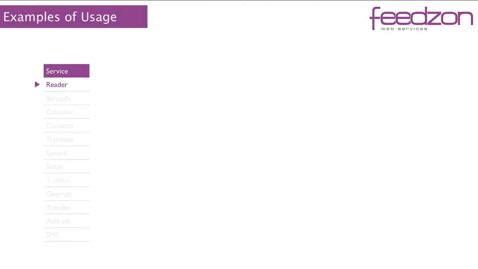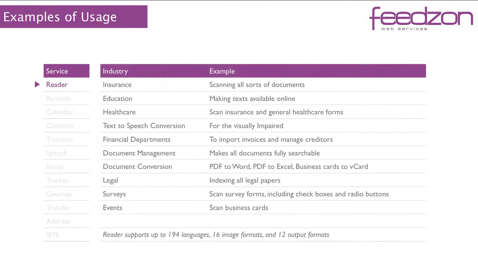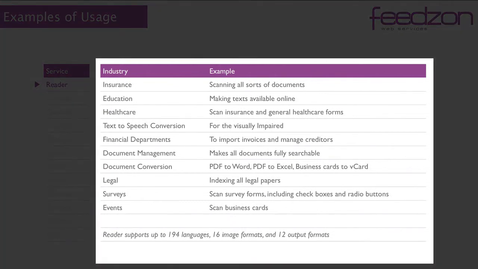First up is Reader, our optical character recognition service for converting full-page documents with a 99.8% accuracy rating, supporting 194 languages. Reader also has an iOS app for scanning business cards and can add the contact details directly to your address book. Here are some examples of places that you could use the Reader service in your solutions.